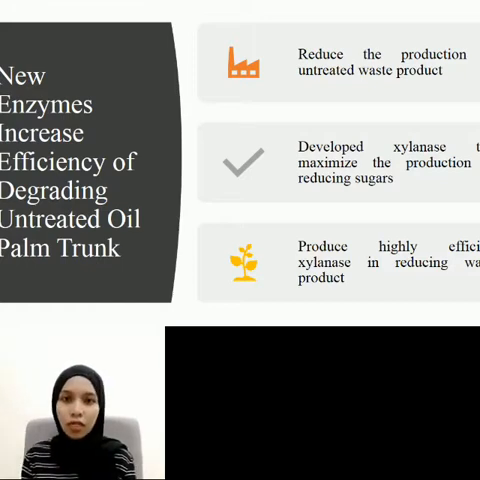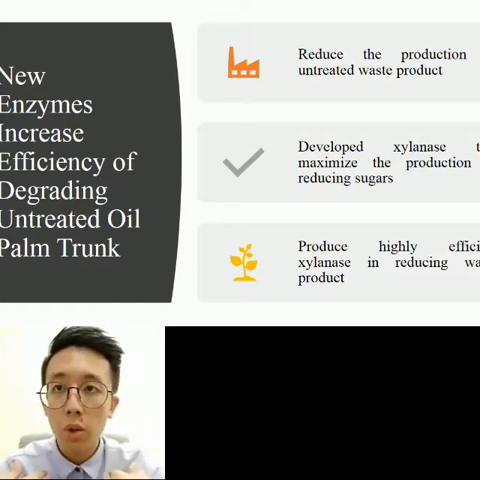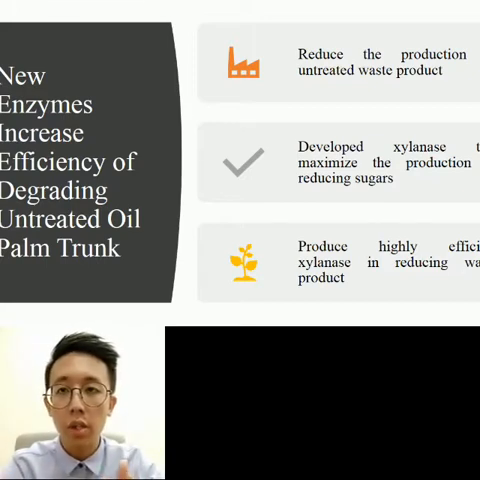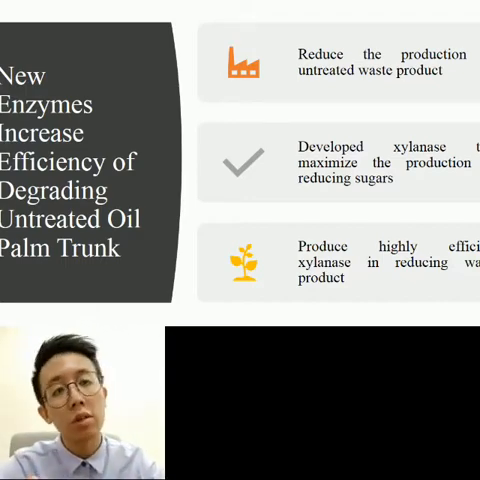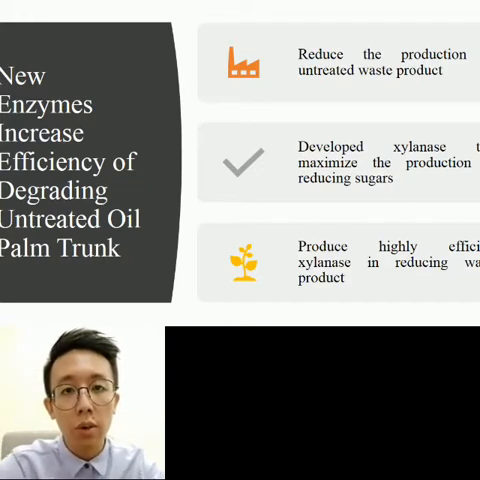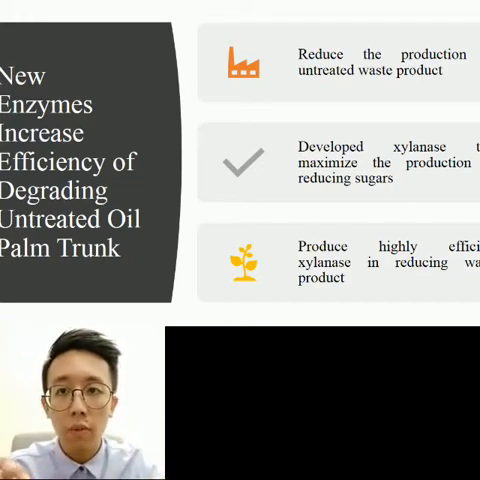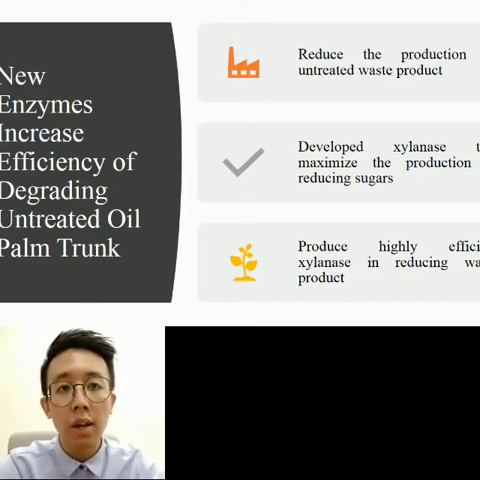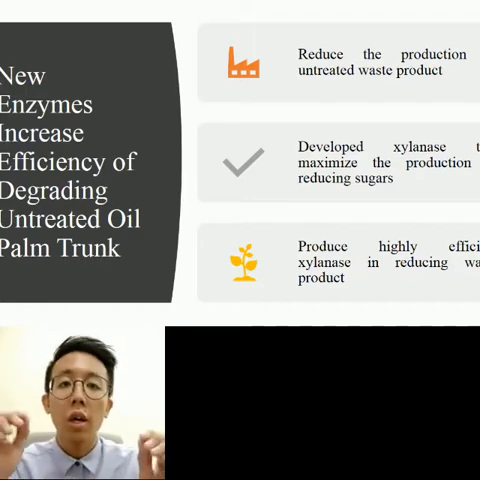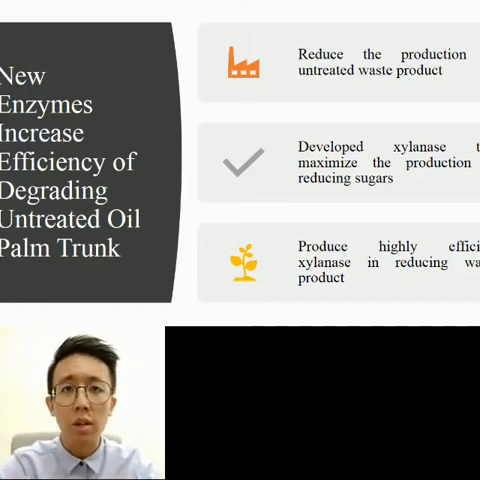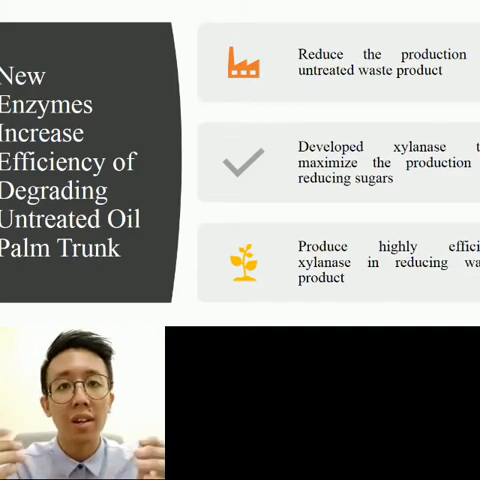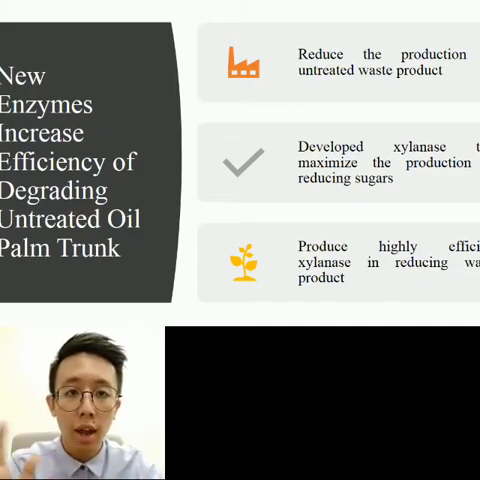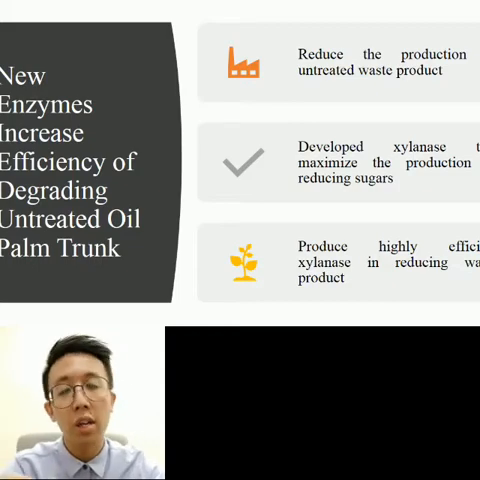So now I'm going to talk about the new enzyme, how it increases and contributes to the efficiency of degrading untreated oil palm trunk. So the first one is it can reduce the production of untreated waste product. For our example, it is the oil palm trunk. The second one is the developed Xylanase can maximize the production of reducing sugars such as xylose and glucose, which are much more important in the industry. The last one is it can produce highly efficient Xylanase in reducing the waste product.